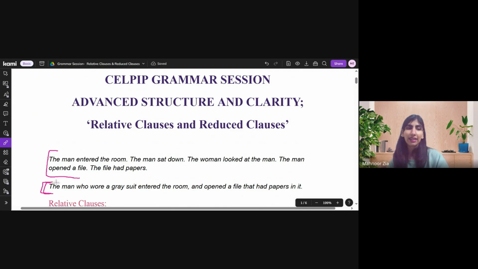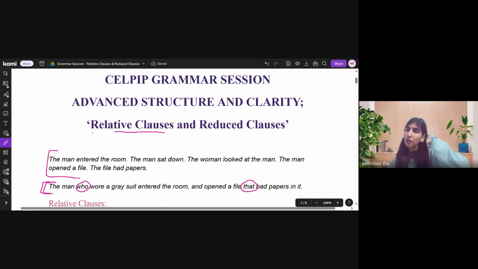So concise and proper. And this is how relative clauses make your answers or your writing more coherent and with more flow. And what are the relative clauses over here? The man who wore a gray suit entered the room and opened a file that had papers in it.